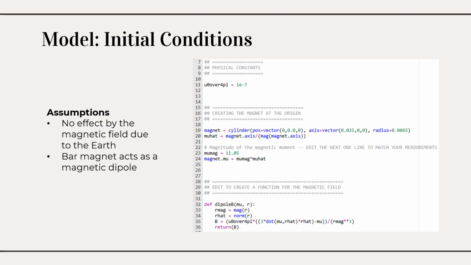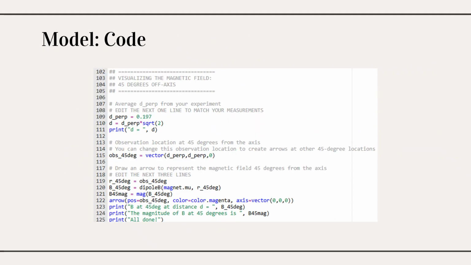Now, getting into the model, the assumptions of this model is that there's no effect by the magnetic field due to the Earth, and that the bar magnet acts as a dipole, as a magnetic dipole. So here we're just setting up constants, creating the magnet, and then a function for the magnetic field with the formula that I touched on earlier. So here, basically, I took a measurement from my experiment, plugged it in here, and then using the function that I just mentioned, calculated the magnitude of the magnetic field at 45 degrees.